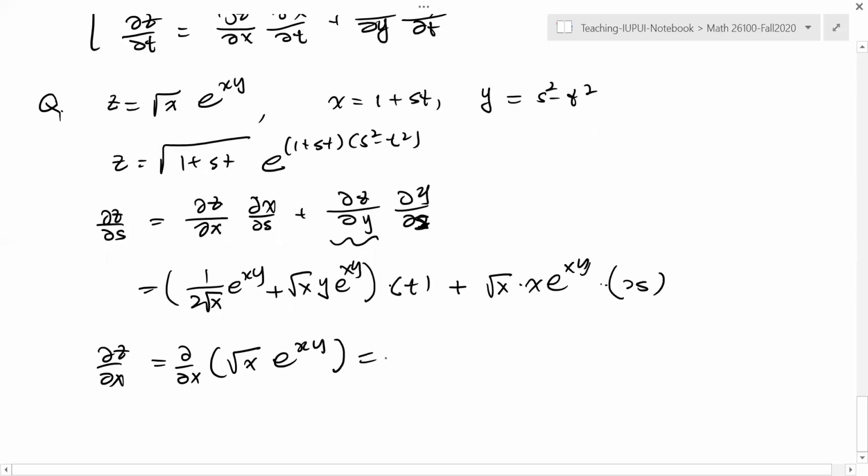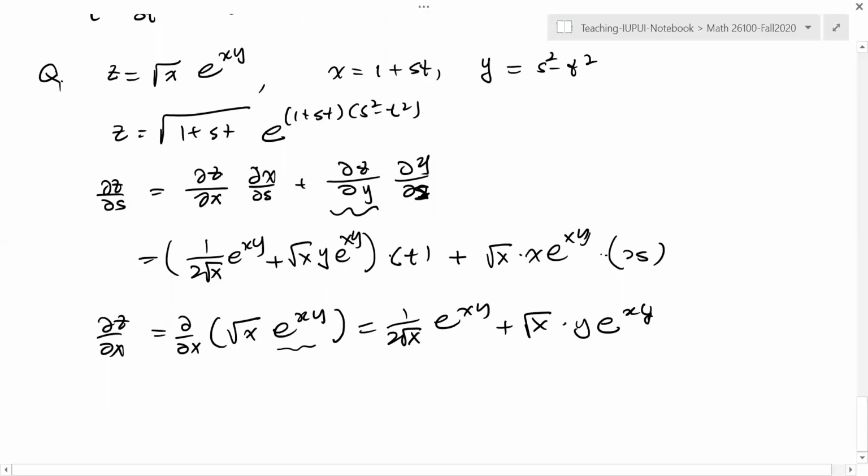So the product rule tells you the derivative of square x with respect to x is this. And then, okay, you have to differentiate the second term with respect to x. y is a constant. That's why it's e to the xy times y. Okay. So that is the product rule here.